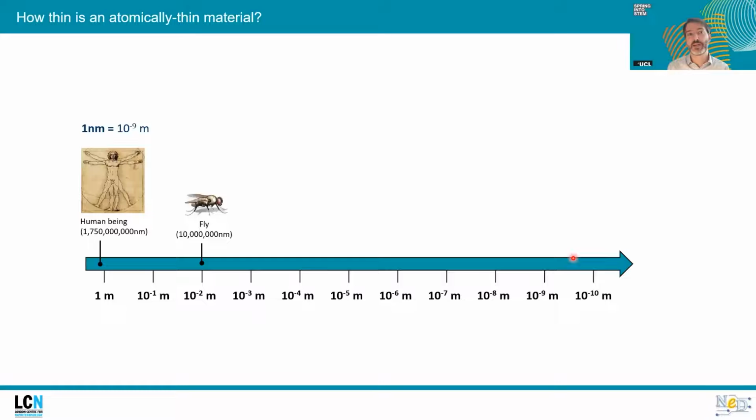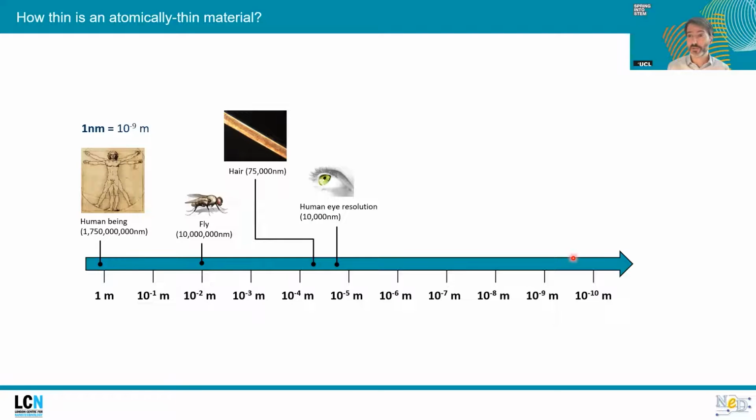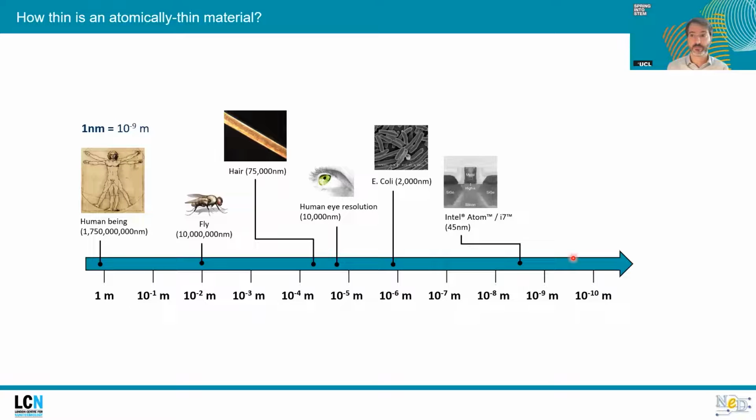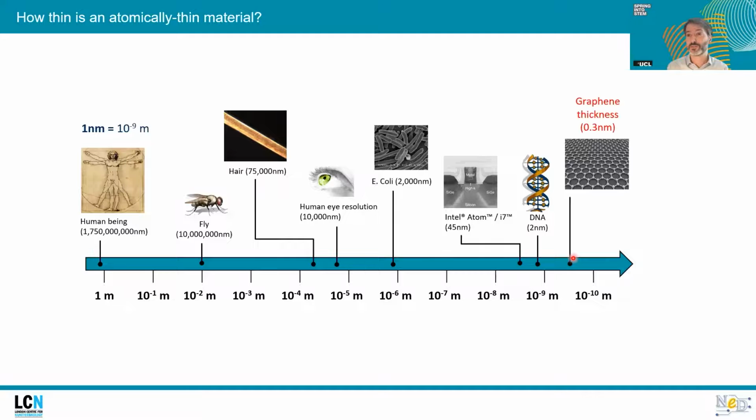As we go down in size, let's look at the fly, 10 million nanometers, hair, about 75,000. The smallest thing we can see with our eyes, about 10,000 nanometers. If we go into the microscopic world, we can look at bacteria in the order of 1,000 nanometers, transistors, tens of nanometers, DNA, 2 nanometers, graphene 0.3 nanometers. So really, these materials are among the thinnest things you can possibly imagine.